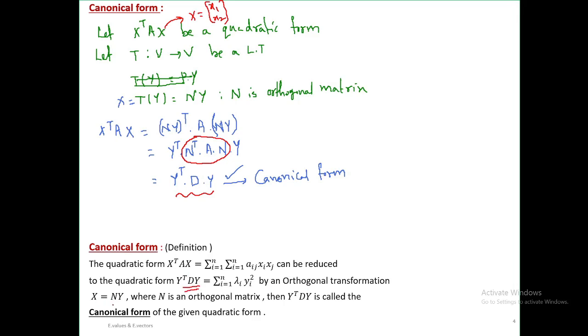X is equal to N into y, this transformation I am using, where N is an orthogonal matrix, so that the determinant of N is 1. Then y transpose D into y is called the canonical form of the given quadratic form. Clear? When you enter into the problem, you will get to know this very clearly. But this is the fundamental idea about canonical form from the quadratic form.